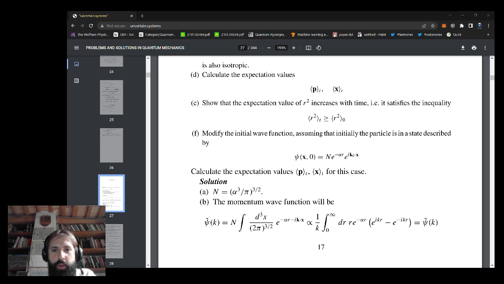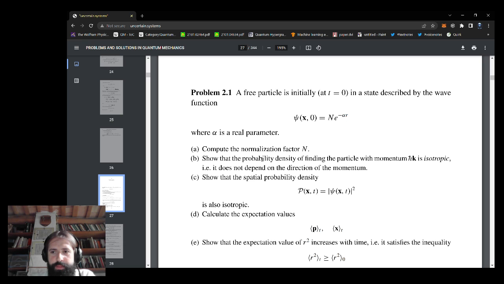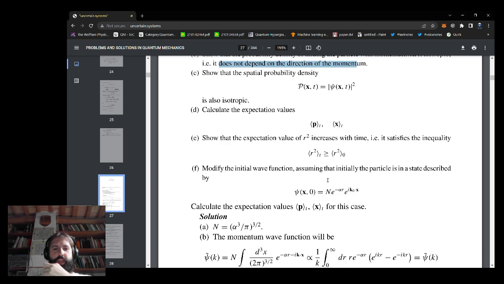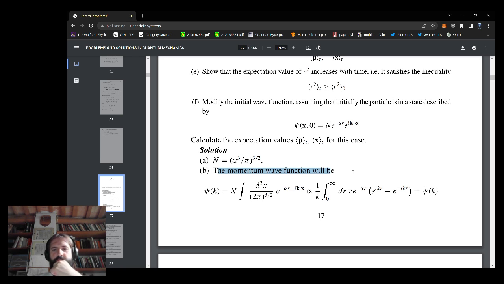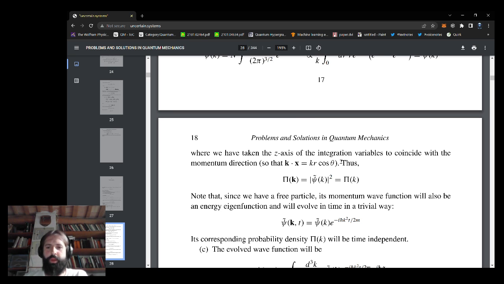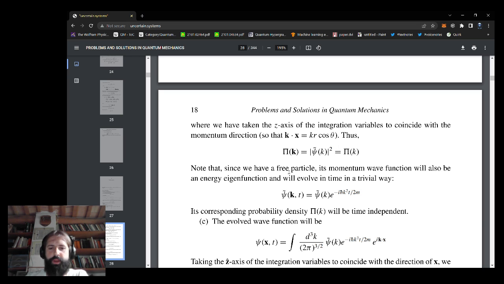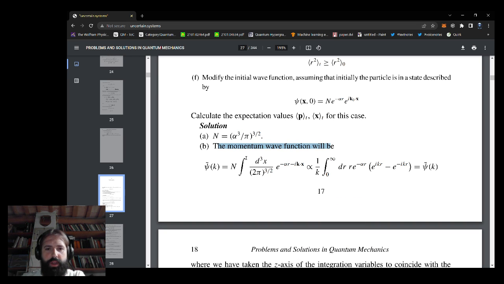Now I want to go back to the next step, which is showing that the probability density of finding the particle with momentum h bar k is isotropic. So it does not depend on the direction of the momentum. There's a big step that is still unknown to me, which is the conversion between position and momentum. I care less about the exercise results specifically, but what I want to understand is the logic of how these things are translated.